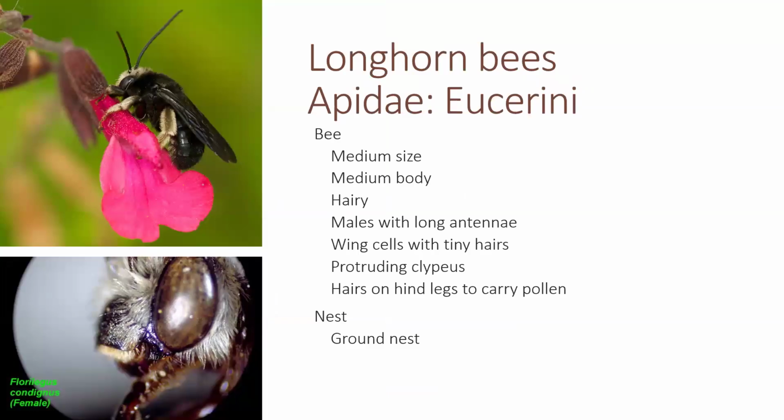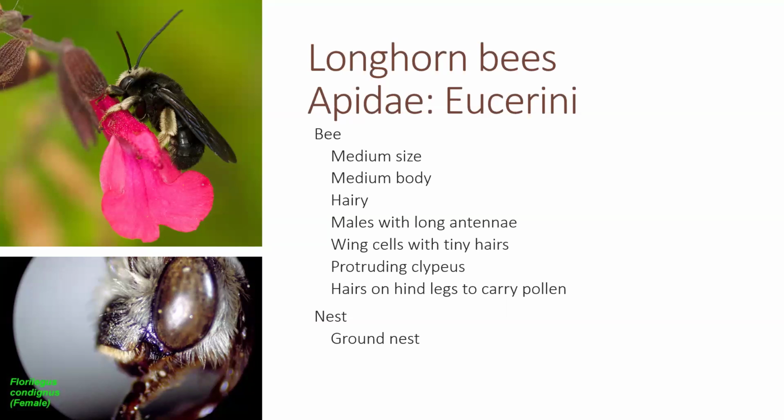Longhorn bees are another one in the Apidae family. This is in a different tribe. This is Eucerini. These are a medium-sized bee with a medium-sized body. They are hairy, but these are typically going to be dark in color a lot of times. There are some of them that are more of a grayish color, but you can see in the upper picture there that there are some that are black that have yellow, and they don't necessarily always have striping. The males of these are going to have very long antennae.